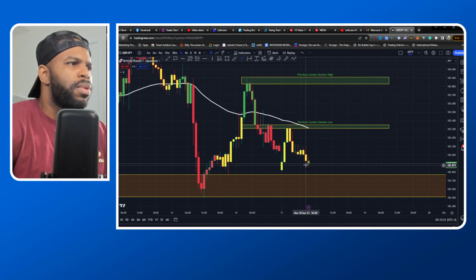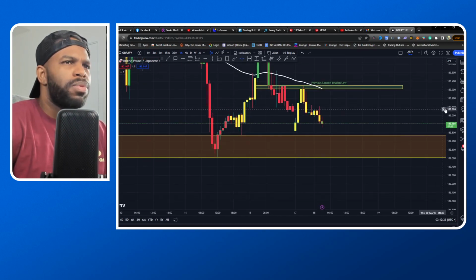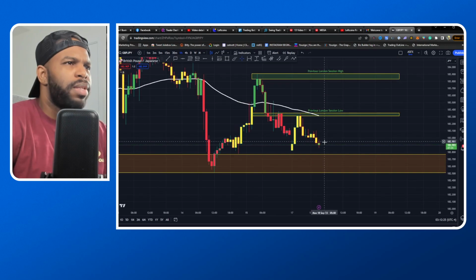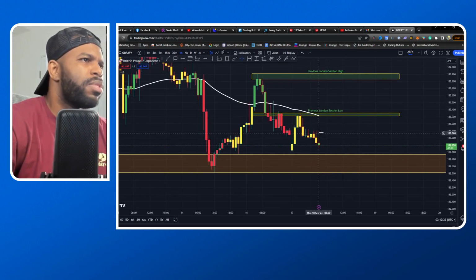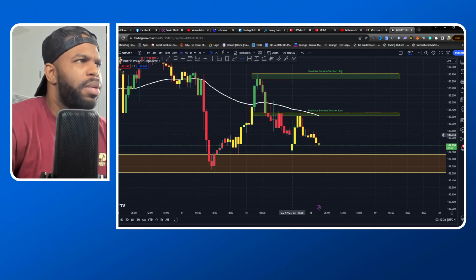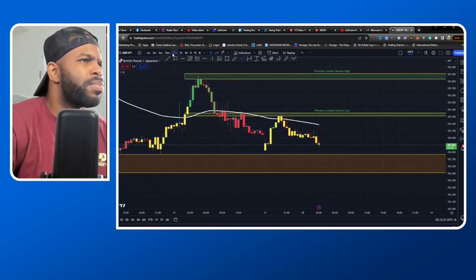In order for me to want to take this trade, I want to see price come back up into these zones before I even look for a sell. There's a little gap right here too. But yeah, we'll see what happens.